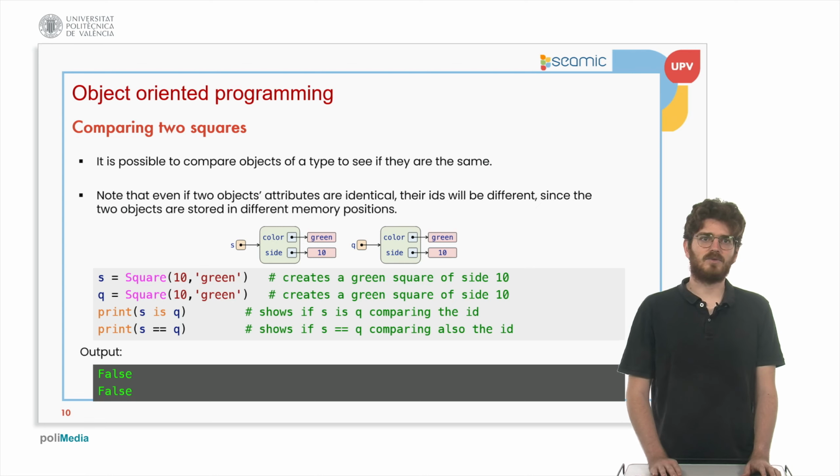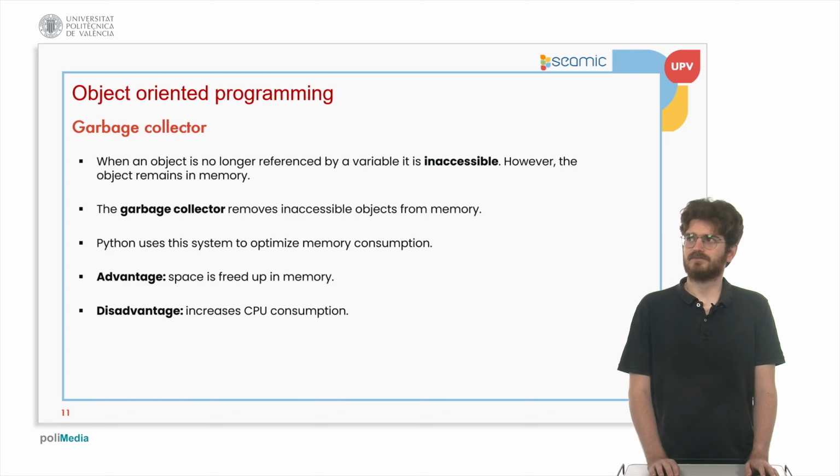If we ask whether s is q, it will tell us False, because it would be comparing the internal ID of this object, which is of course separate because they have been created as two different objects. But we can also compare this ID with the equals operation, with two equals characters, and it will also tell us False in this case.